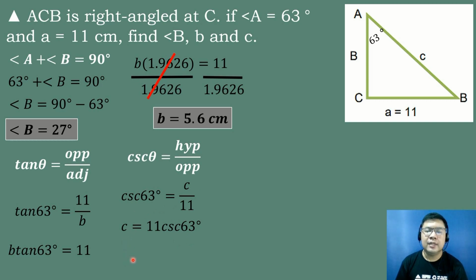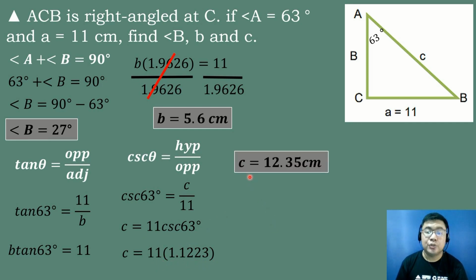Bring down C, then press cosecant 63 degrees first on your calculator. The answer will be 1.1223 times 11. Multiplying these two numbers, the measure of the hypotenuse will be equal to 12.35 centimeters.